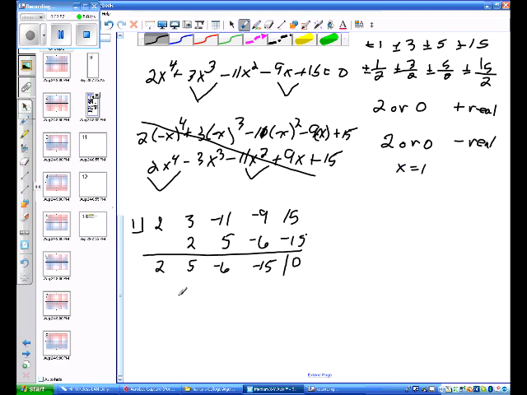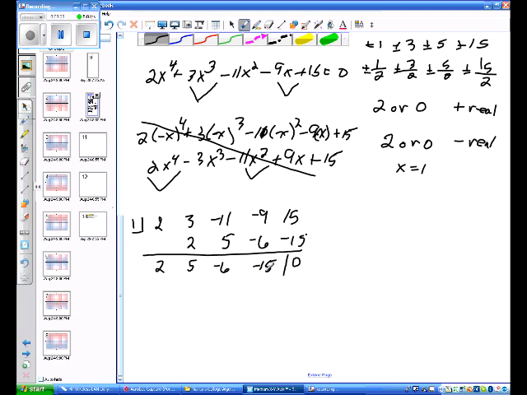Now what we have here is what we call a reduced equation. This was 2x to the fourth, so in my answer, this is 2x cubed plus 5x squared minus 6x minus 15. So I have a reduced equation, and I'm going to go through and try to find its roots. I don't have to use my original one anymore because I reduced it down, and so this is the other factor. I found one factor, x minus 1. This was my other factor. So I'm going to start.